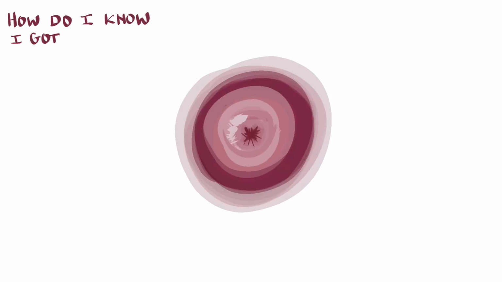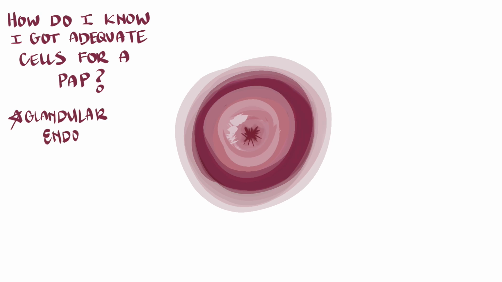Some other things that you might be asked about the cervix or pap smears is how do you know that you got adequate cells for a pap? You want glandular endocervical cells. If you are getting glandular endocervical cells, that means that you've gotten up into the endocervix and you're there at the transformation zone where you're most likely to catch any dysplastic changes.